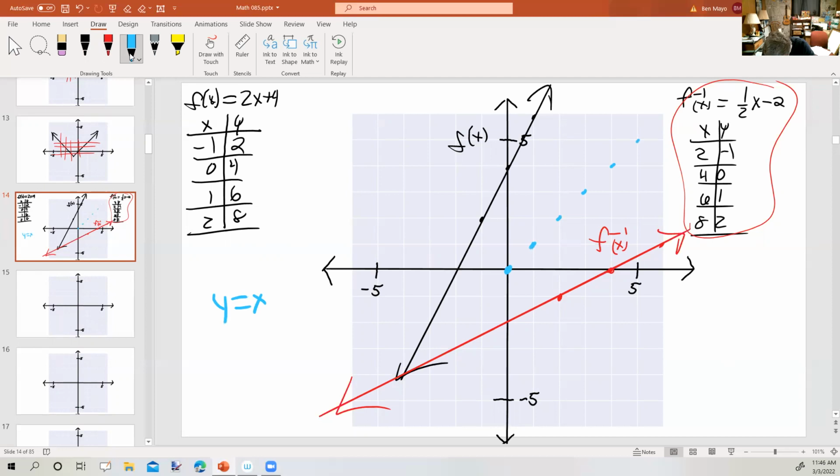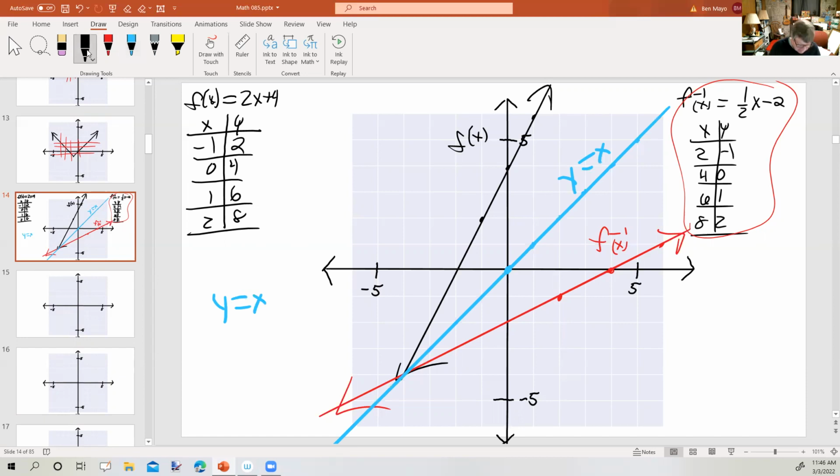See here. So there's the line y equals x. Are the black and the red lines symmetric about the line y equals x? Yes, they are. Okay. Any questions about that?